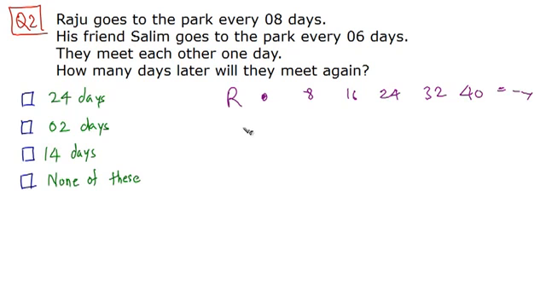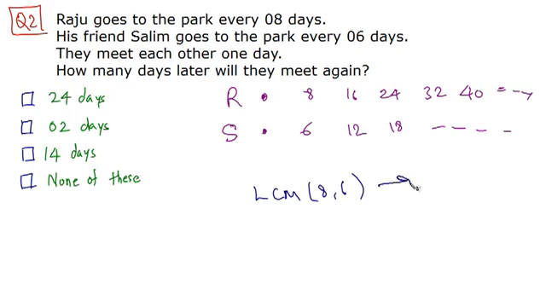Similar is the case with Salim. Suppose today he comes, then he'll come after 6 days, thereafter 12, 18, and so on. So basically we have multiples of 8 and multiples of 6. What is the common multiple which is the lowest? The least common multiple of 8 and 6. And the LCM of 8 and 6 is 24. So our answer is 24.